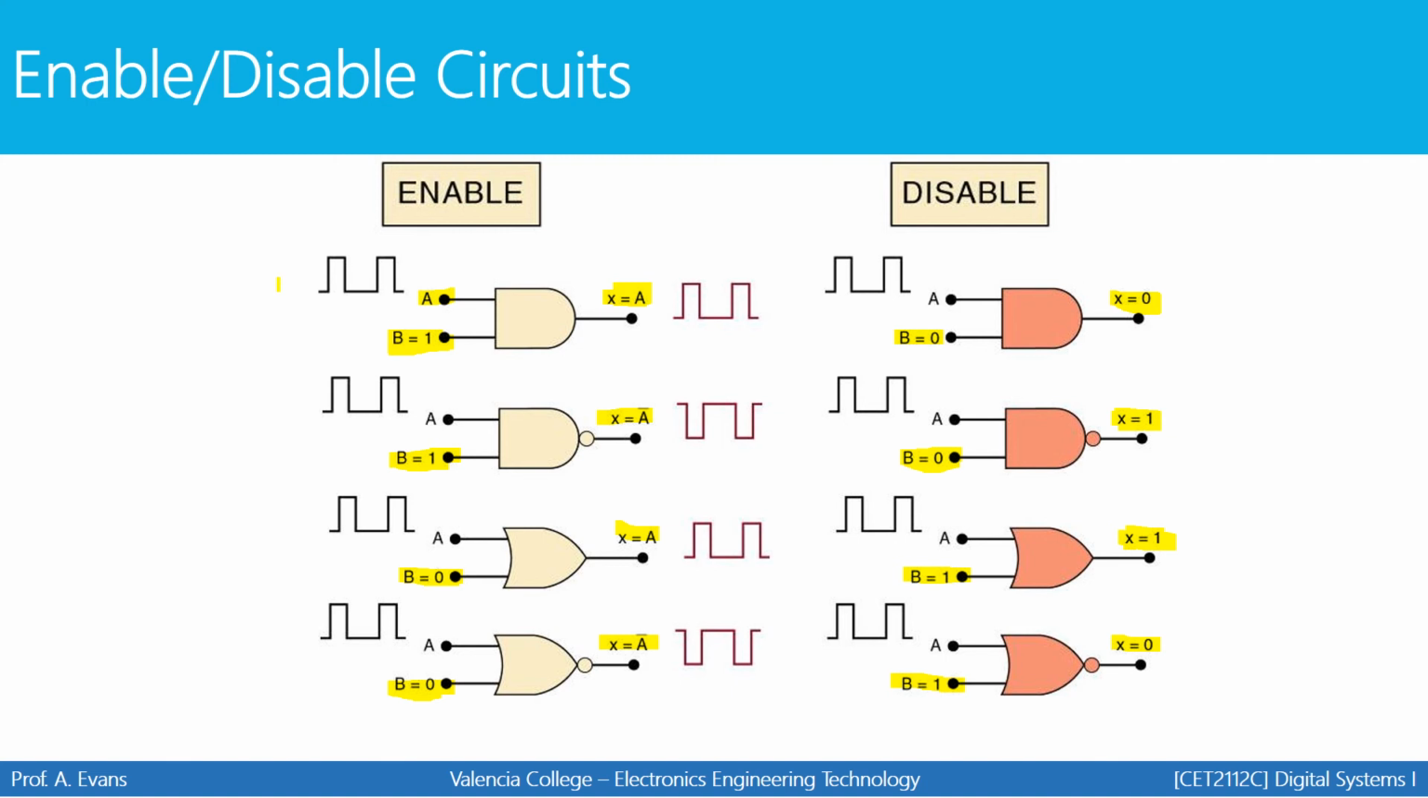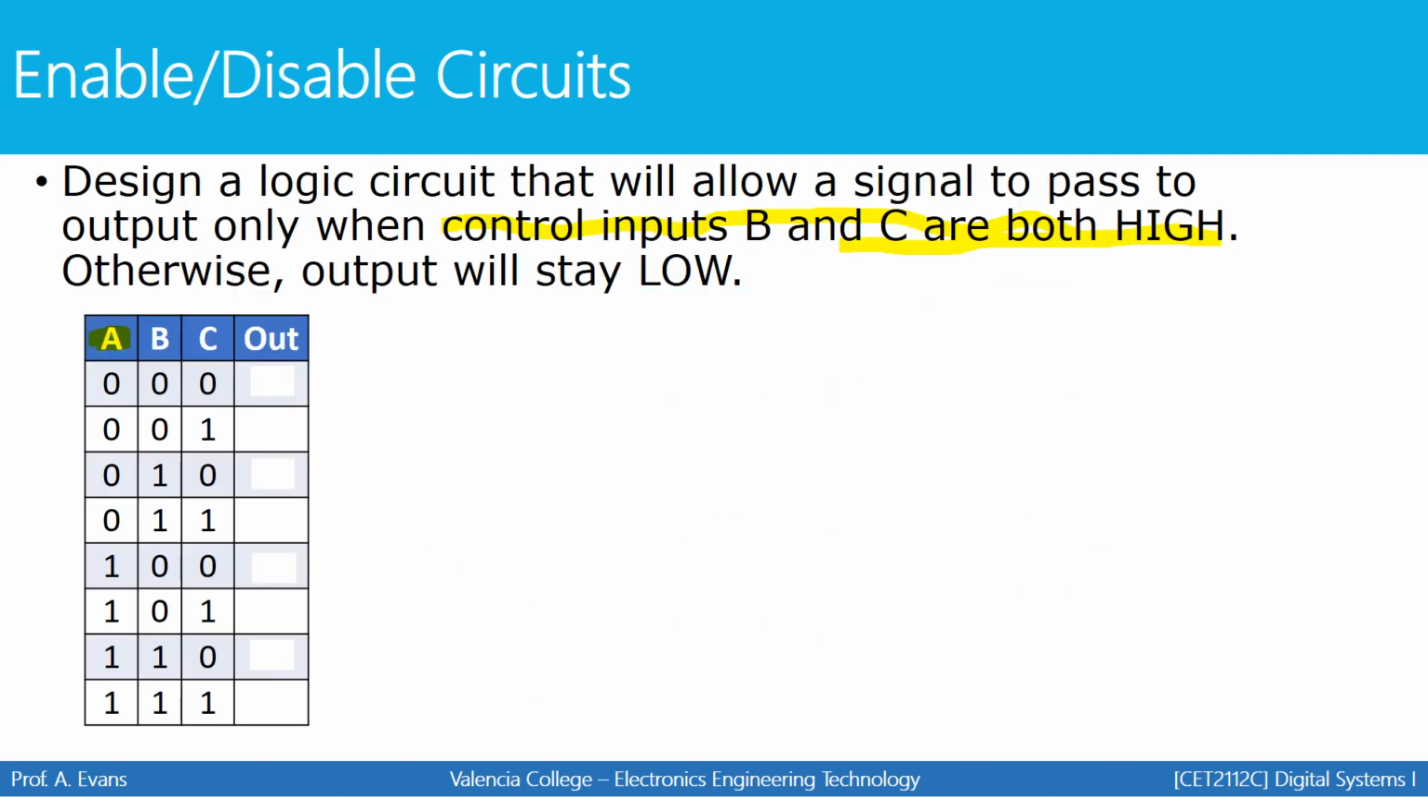Just like in this diagram here, input A was a signal. It went 0 to 1, 0 to 1. It's a square wave. It's a signal that's changing with time. That's the signal we want to pass, only when B and C are both high. Otherwise, the output will stay low.